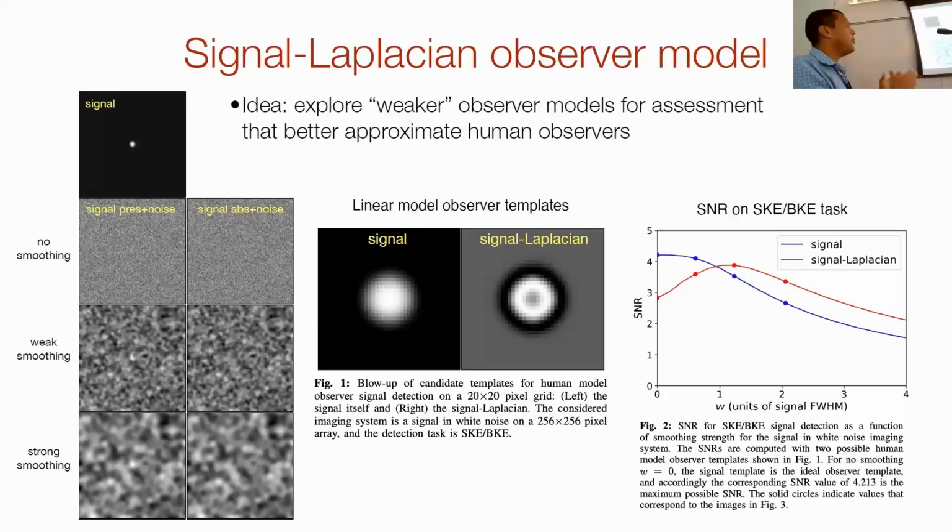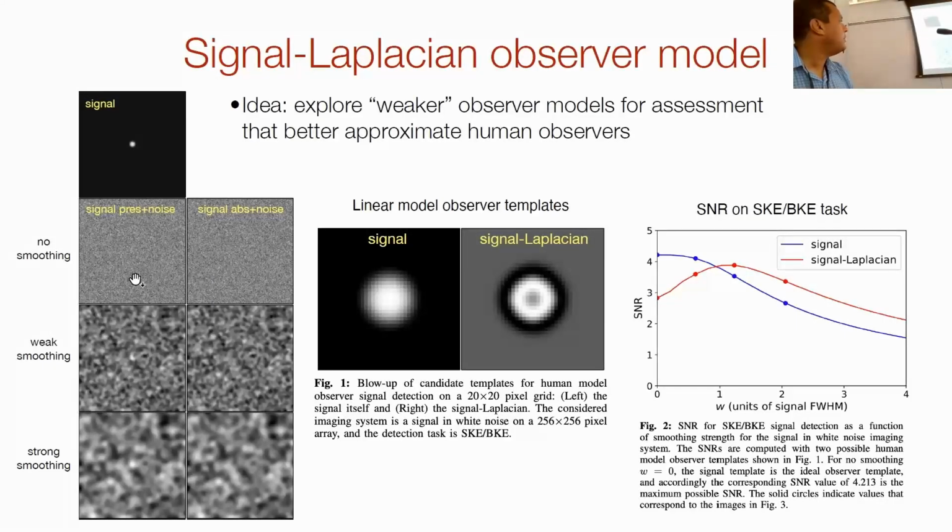The thing here is that we wanted a kind of simple model. So we're not doing the full channelized human model thing. We just have one single template, the signal-Laplacian template. All right, so now the question coming back to the Gaussian noise field. The variable here for the imaging is just doing different levels of blurring. So at the top, we're adding noise and we're not smoothing the image at all.